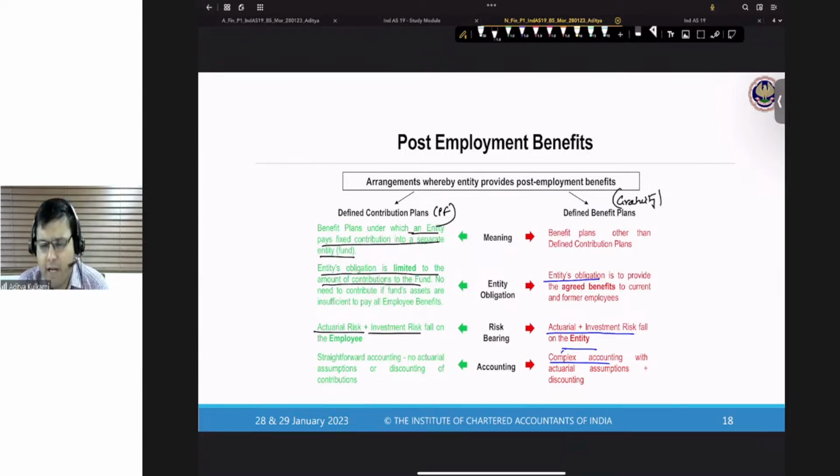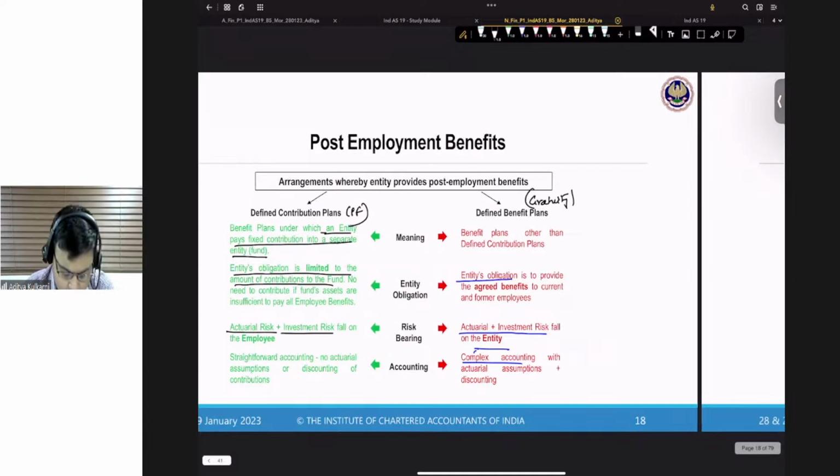Okay, when you talk about accounting, contribution plans are fairly simple to account for because it is just a monthly accrual of the dues that you have to make. Whereas when you talk about defined benefit plans, which we are going to discuss in detail now, there is a lot of complexity involved in the accounting. There will be actuarial assumptions, there will be discounting. So that is what we are going to look at now.